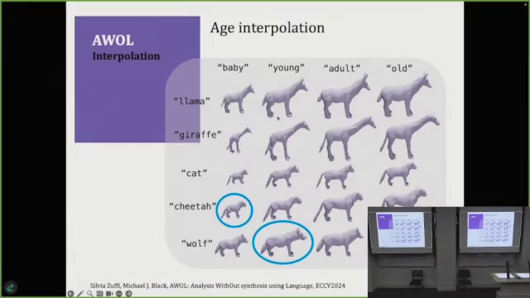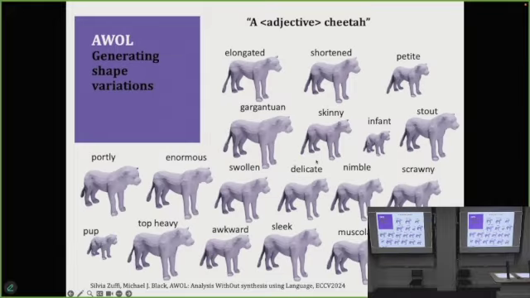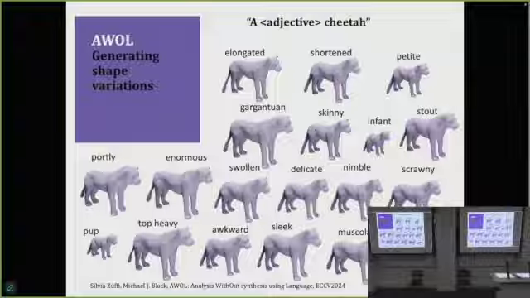So interestingly, we can use attributes and also do some interpolation in our shape space now. So we can do age interpolation. In the training set, as I showed you before, we have baby cheetah, and then we have a young wolf. But if we ask for our llama, like baby llama, young llama, adult llama, old llama, we obtain this scale variation, which I think is very, very interesting. And then we can also be very creative with the adjectives. I don't know the meaning of all of them, but I think most of them make sense.